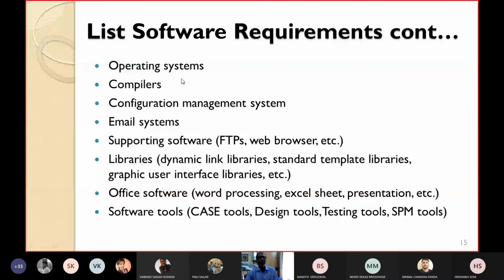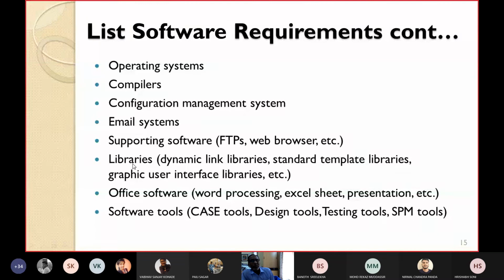He has to specify which operating system he will use, which compiler, which configuration management system, what kind of email systems, and what supporting software, like file transfer protocols and different web browsers. Whether you will use Google Chrome, Mozilla Firefox, or Internet Explorer. Similarly, what database packages he is going to use, Oracle, Sybase, etc. All the supporting software has to be listed.